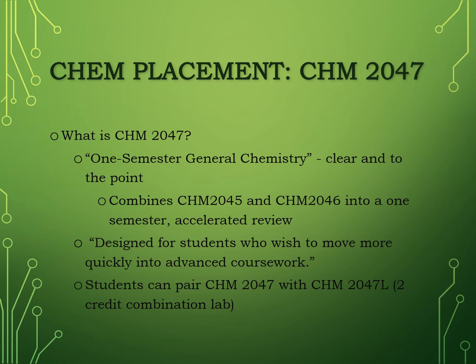It's designed for students who wish to move more quickly into advanced coursework, and it can be paired with Chem 2047L, which is the 2-credit combination lab. Though if you already have credit for Chem 1 and Chem 2 and you're taking it as a review, you don't have to take the lab if you don't want to. That's entirely your call. This is a great class for students that are bringing in Chem 1 and Chem 2 already through dual enrollment or AP/IB, and they're really adamant about getting into organic chem.